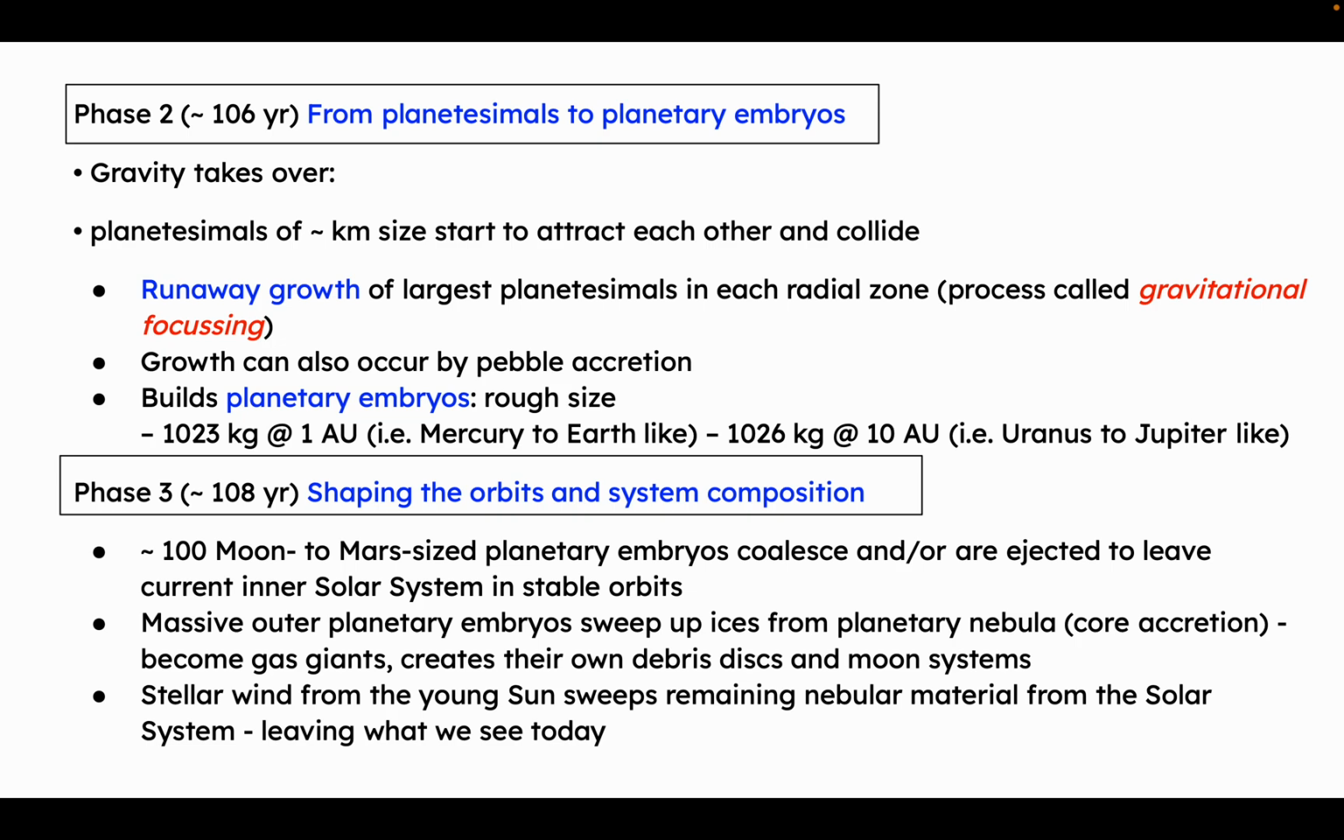This growth can occur by pebble accretion. This builds the planetary embryo, which is roughly 10 to the power 23 kg.